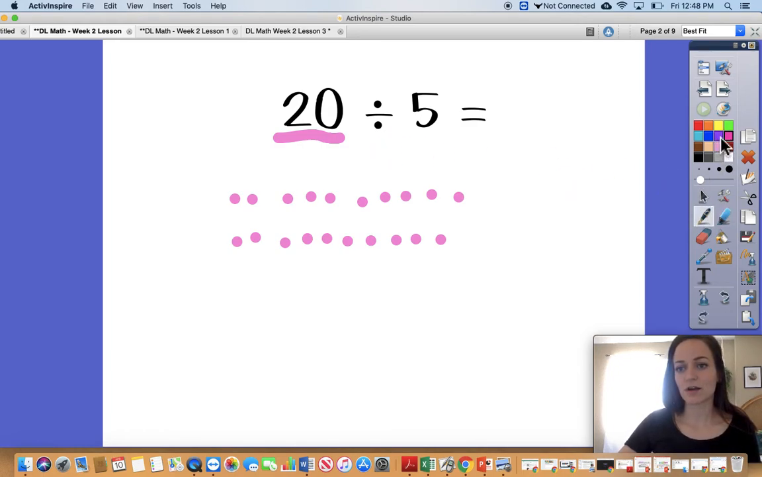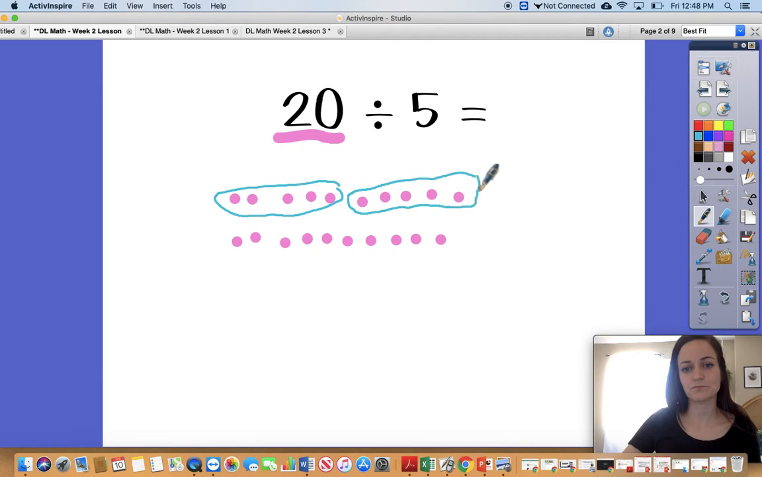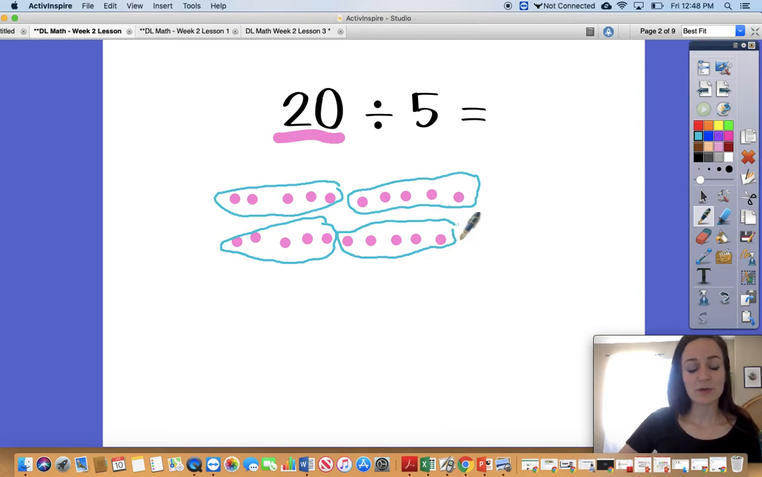So if I break it apart into groups of 5, I'm going to count 1, 2, 3, 4, 5. There's a group. 1, 2, 3, 4, 5. There's another group, because I'm dividing it or breaking it apart into groups of 5. And the next one, and the next one. Okay. Now we count how many groups did you end up with, and there's your answer.